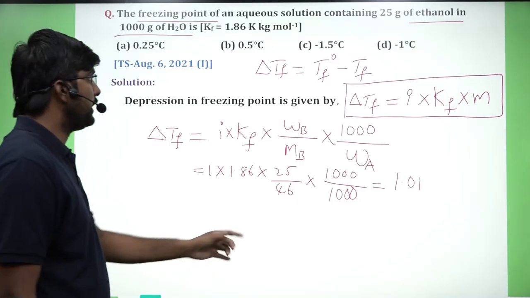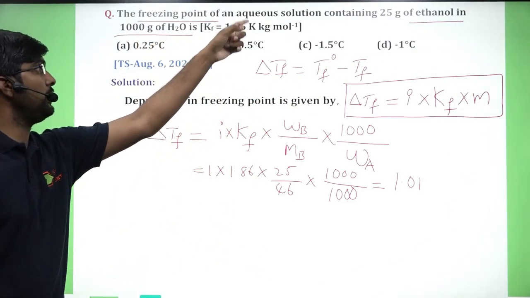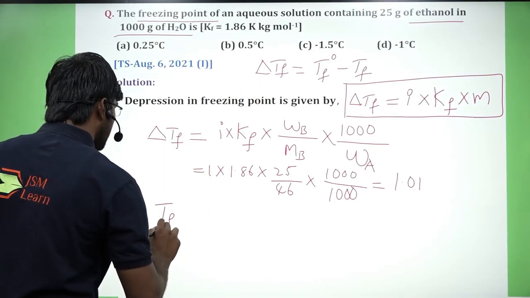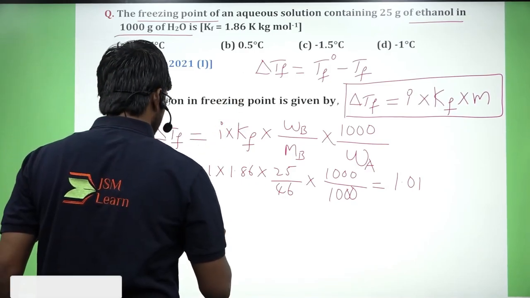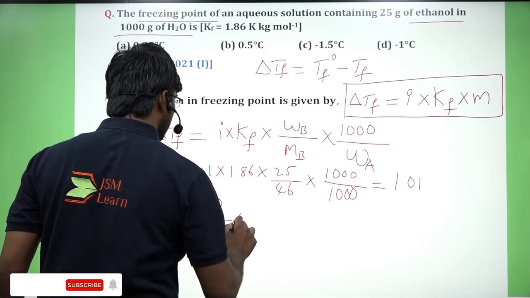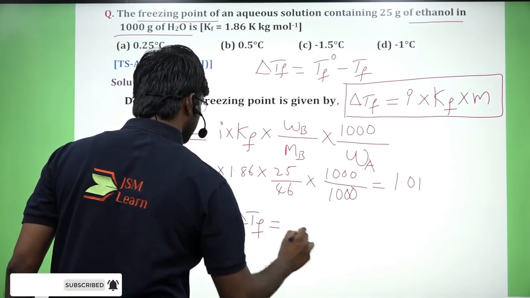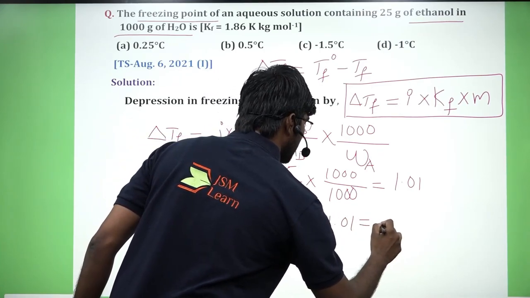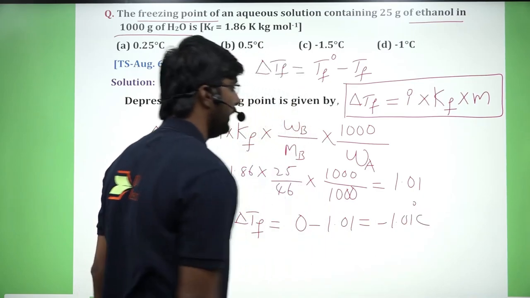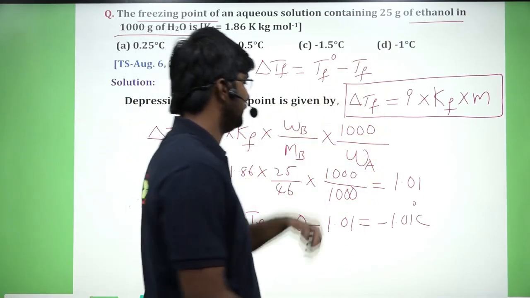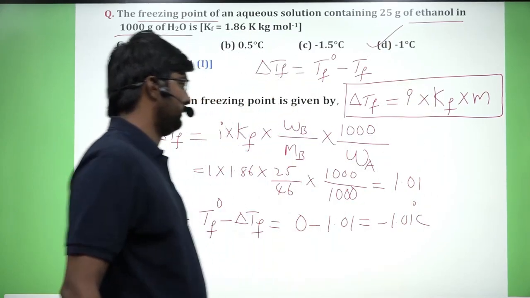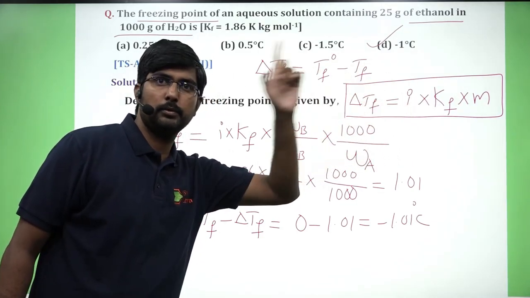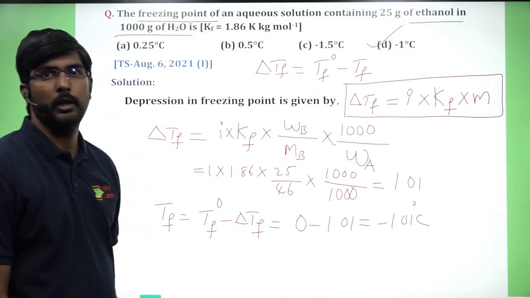Okay, so now here we need freezing point of the solution, right? Okay, so from this, therefore TF, freezing point of the solution, equal to freezing point of pure solvent minus delta TF, that equal to 0 minus 1.01. So here we get minus 1.01 degrees centigrade, but in the options it is very close to this one. So option D is the answer. Okay, clear? This is one of the most important formula. So many times questions were asked in the EAMCET related to this formula, right?